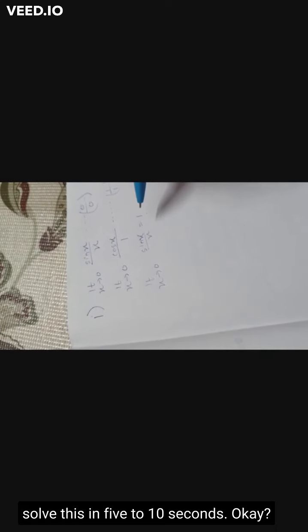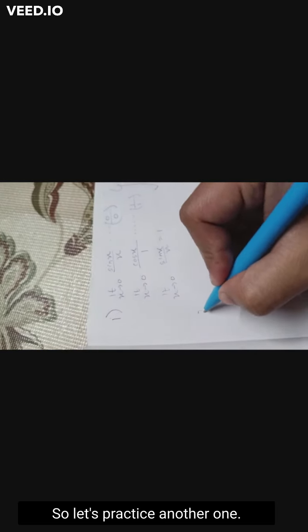So you might be thinking we have taken so many steps in deriving the result, but believe me, once the method fits in your mind, you will also solve this in 5 to 10 seconds. Okay, so now there should be no confusion whether limit x tends to 0 sin x over x is 1 or infinity or 0. So let's practice another one.